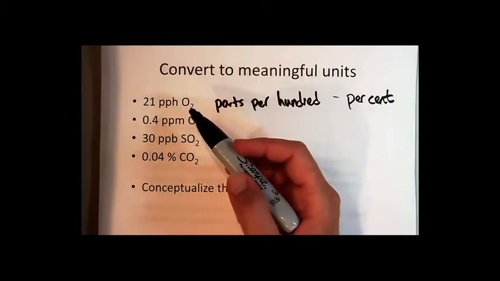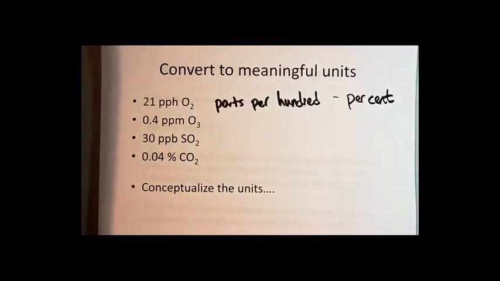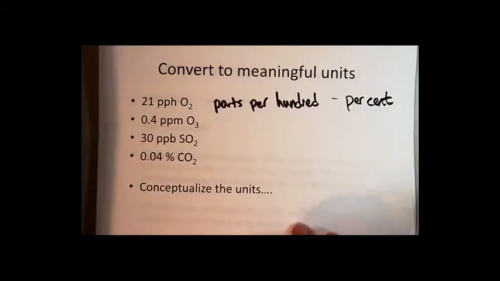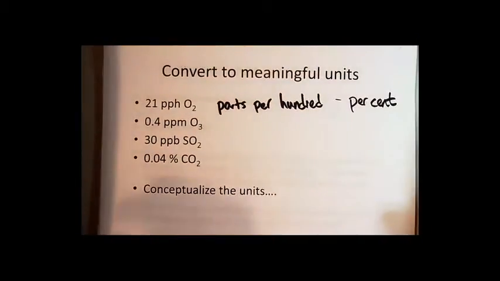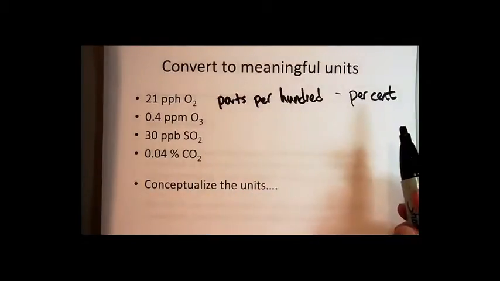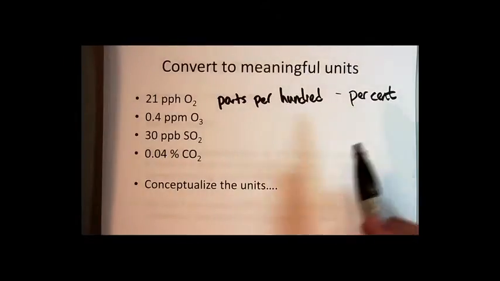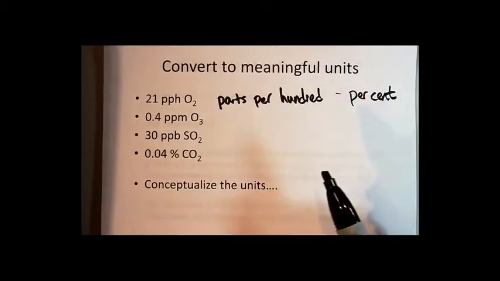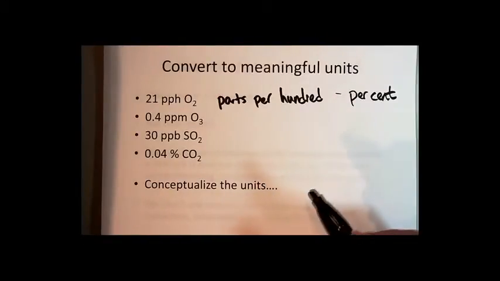And if you think back to that pie chart that we looked at the very beginning of the talk, it said 21%, and that was 21% of the whole, or 21 parts per 100. It's the same thing. So when we conceptualize pph, you're just thinking of percent, or per 100. And in this case, per 100 total parts of air, all right?